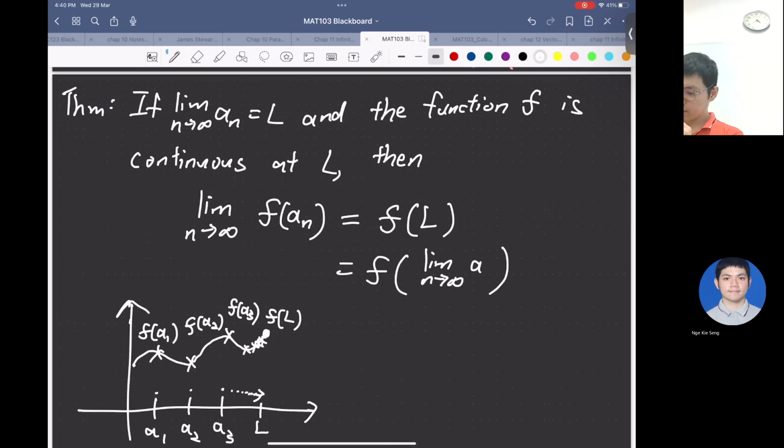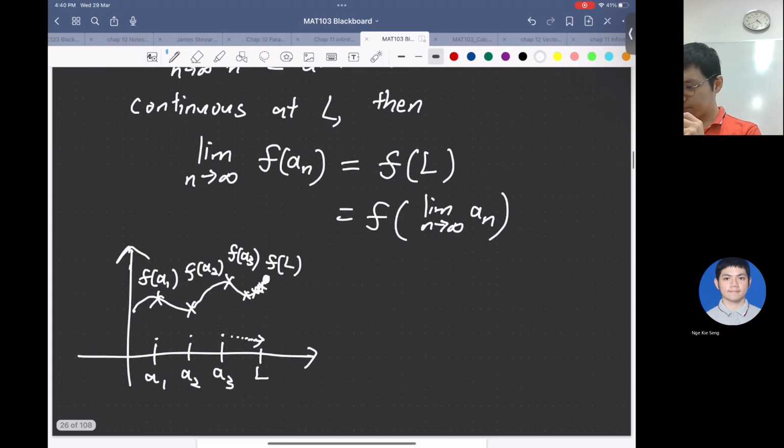Or in other words, f of the limit of a_n. So if you have a sequence in the domain and you apply the function to it, you get another sequence. What does that sequence converge to? It converges to f applied to the limit of the original convergent sequence.